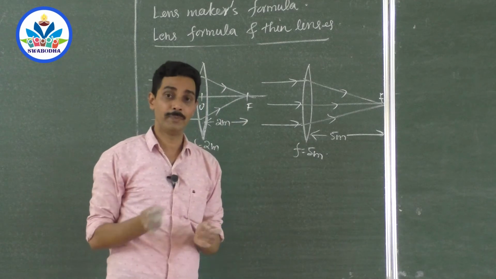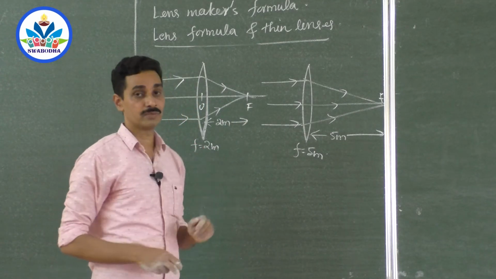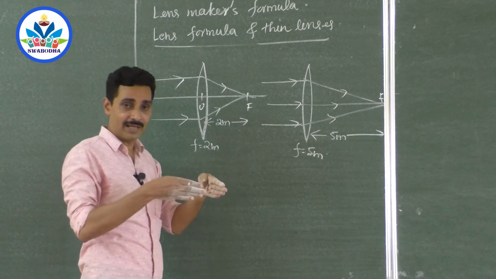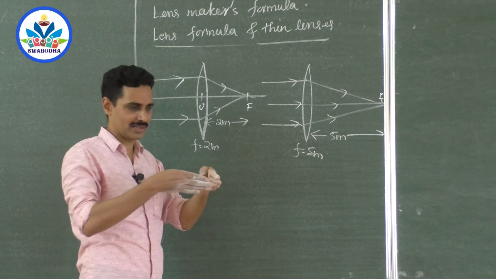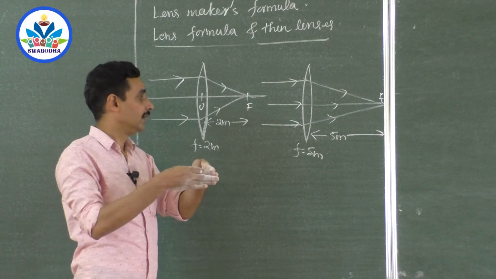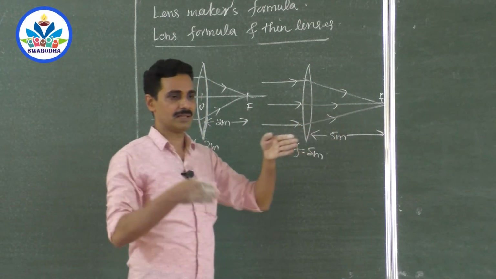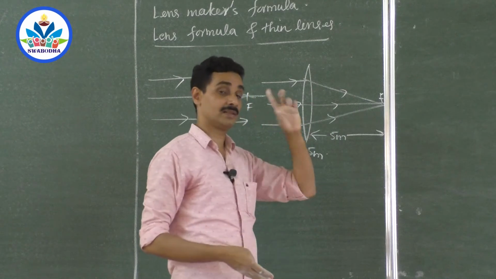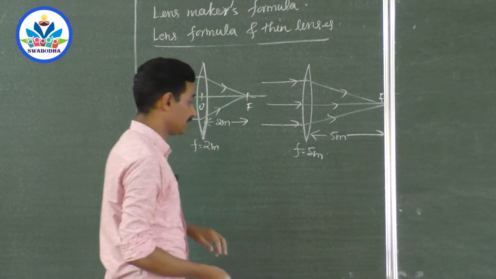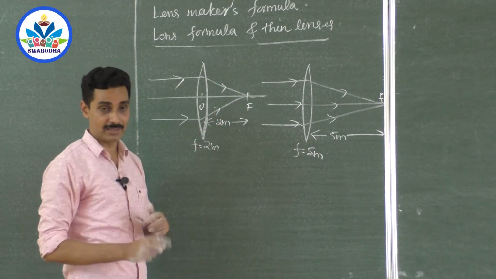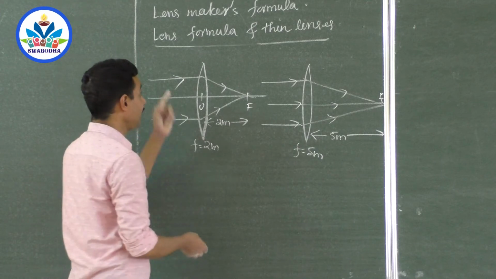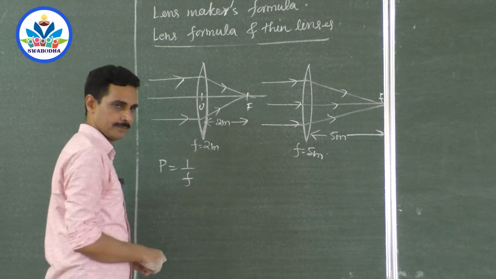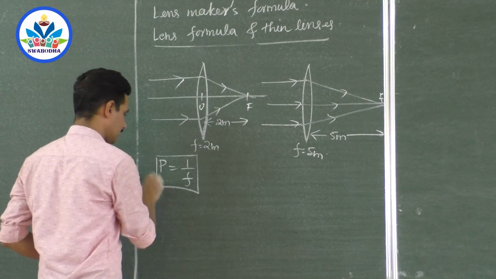Now, in terms of bending ability, which lens has more ability to bend? This lens. A lens which has less focal length means it can bend the rays too much and make them get focused quickly. A lens with more focal length means it is bending the rays a little bit and making them get focused at a larger distance. Its ability of bending is less. That means focal length and bending ability are inversely proportional. Bending ability is power. So power is the reciprocal of focal length. Reciprocal of focal length is called power.